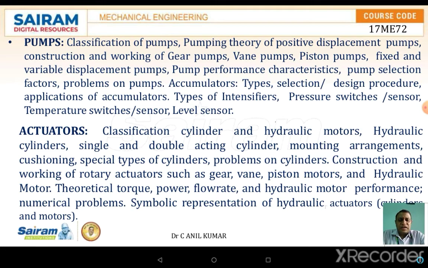The second part is with respect to the construction as well as the working of the actuators, especially rotary type actuators like the gear, vane, and piston motors. For the hydraulic motors, we discuss theoretical torque, power, flow rate, hydraulic motor performance, numerical problems, and the symbolic representation of the hydraulic actuators. This put together is Module 2.